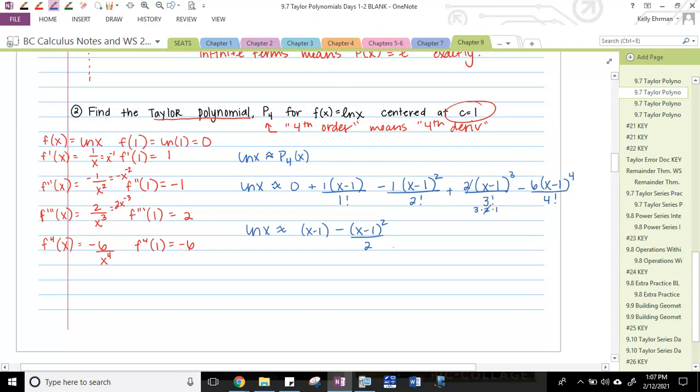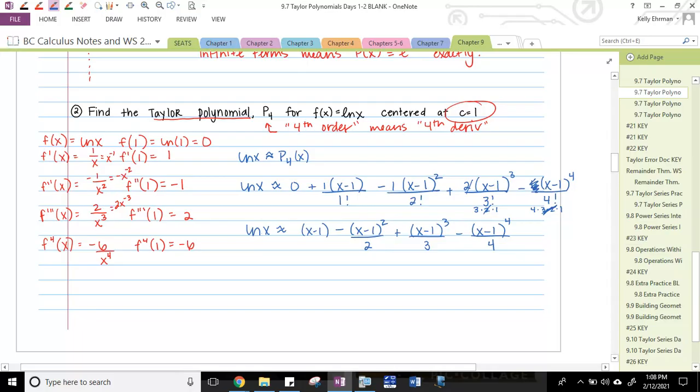2's cancel. So you really have plus x minus 1 cubed over just 3, right? Or think of it as 2 over 6 reduces to 1/3. Same thing here. 4 factorial is 4 times 3 times 2 times 1. 3 times 2 cancels with 6. So it's really just minus x minus 1 to the 4th over 4.